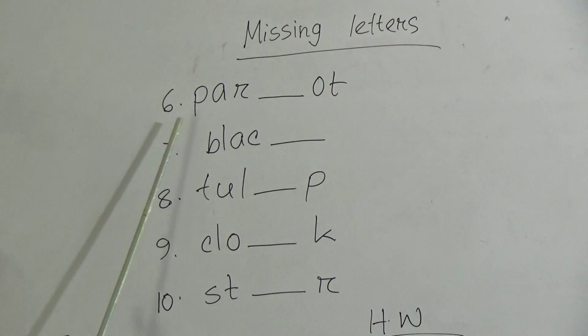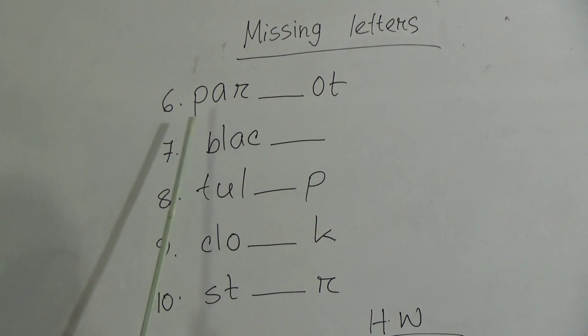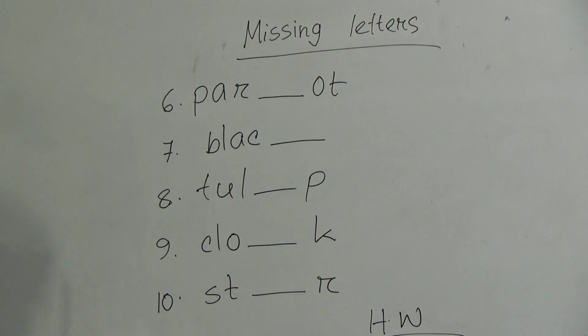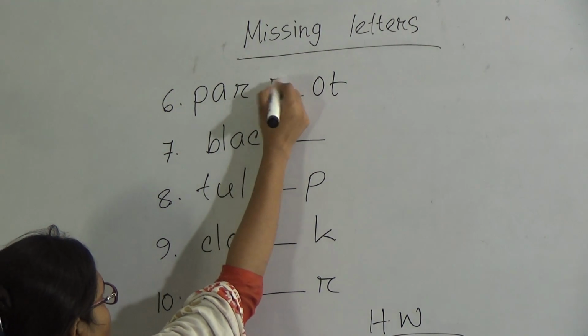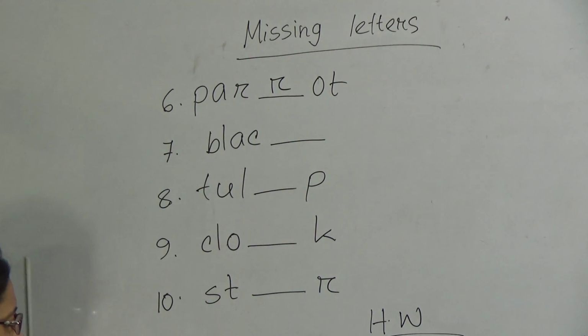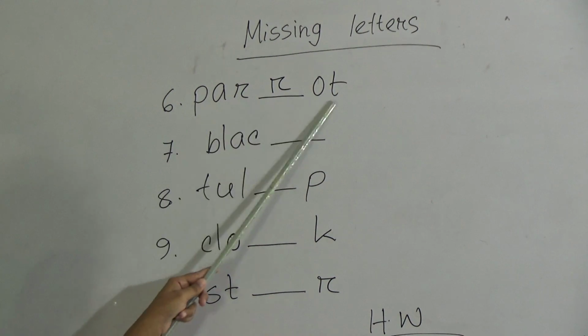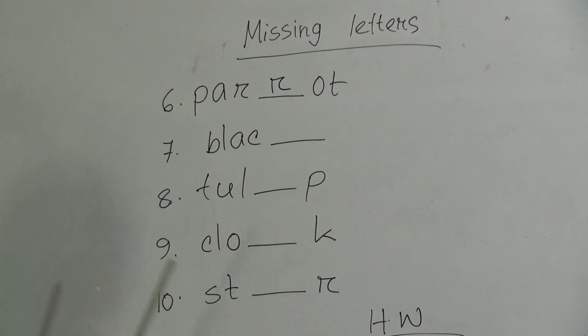Just look here, number 6, P-A-R-O-T. So, what will be in the dash? It will be P-A-R-R-O-T, parrot. Now, number 7.